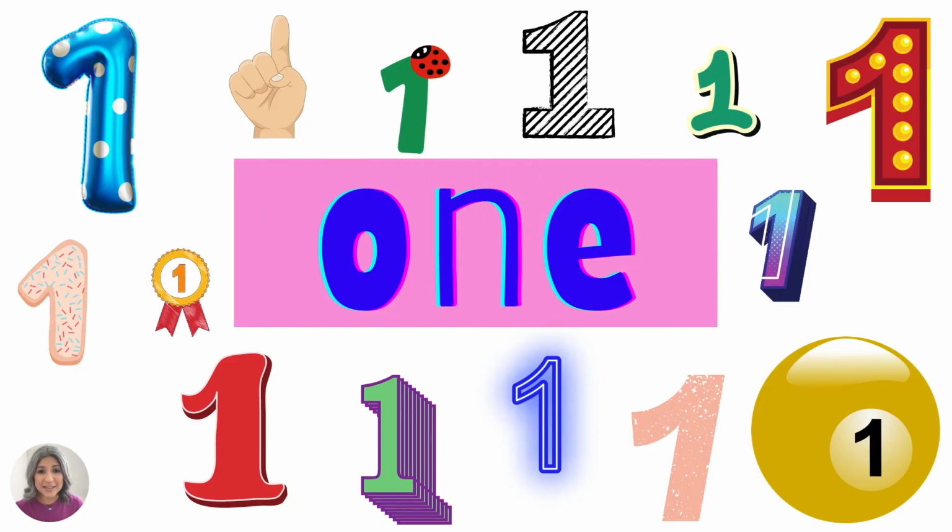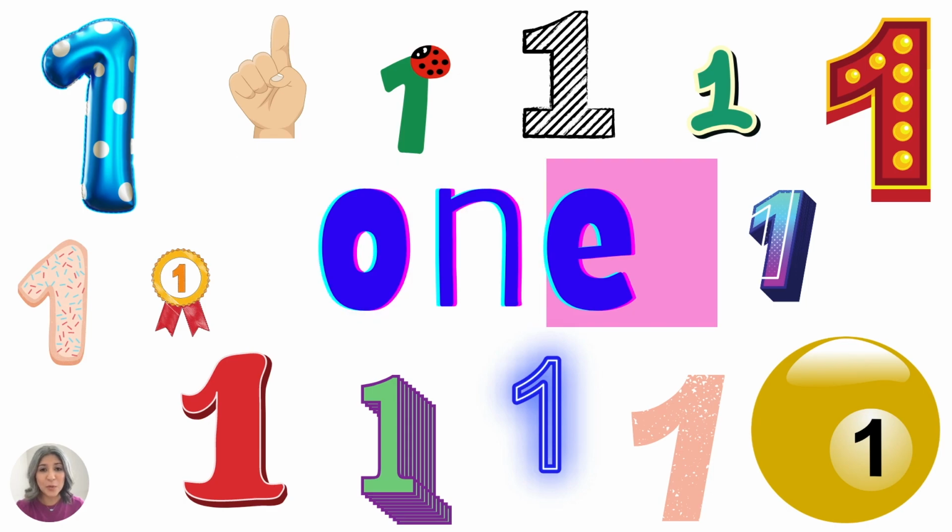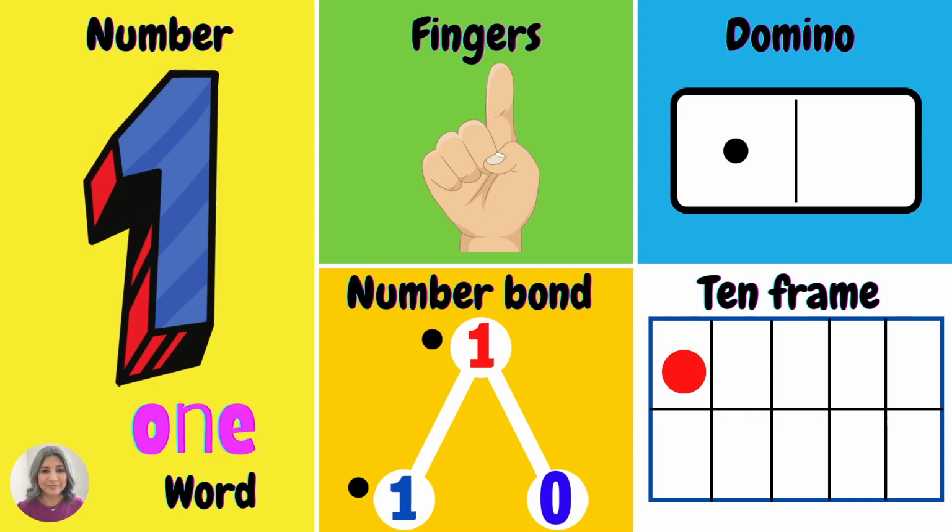1. This is the number 1. Can you say 1 with me? 1. On our number mat, we see the number 1 and the word 1. 1 is spelled O-N-E. To represent 1 on our fingers, we do this. 1. Our domino shows 1 black dot that represents 1. Our number bond has the number 1, and it can be broken down into 1 and 0. 1 and 0 make 1. Our 10 frame shows 1 red dot that represents 1.